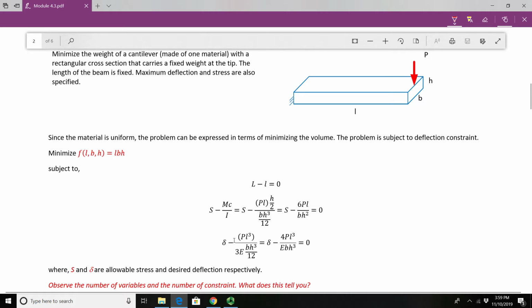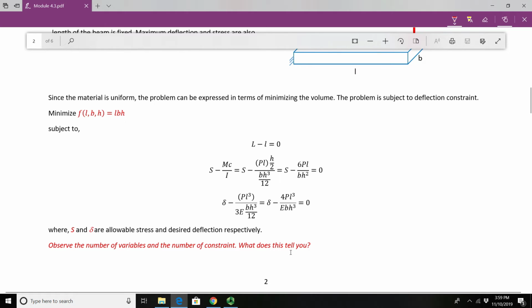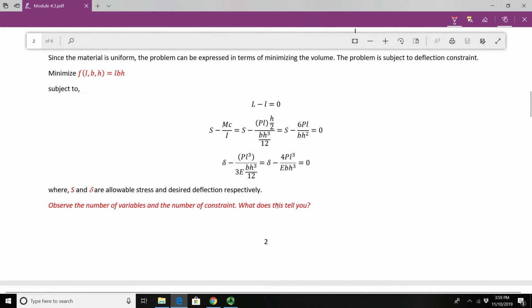For deflection, here is the equation. And here is after cleaning it. Of course, I know what is delta and what is S. So in this case, I have three variables and I have three constraints.